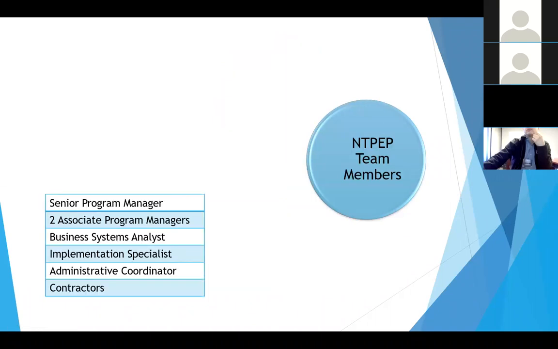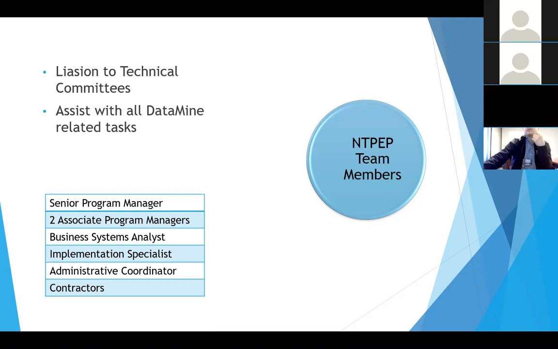Next, we've got the NTPEP team members who are full-time internal staff here within Washington, D.C. I'm the Senior Program Manager. I also am assisted with 2 Associate Program Managers, a Business System Analyst, Implementation Specialist, an Administrative Coordinator, and then several contractors that help carry out the tasks of this program. The 2 major tasks, in addition to a plethora of many other things that each of these individuals take on to help carry out the success of this program, are that they act as a liaison to several of the technical committees, and they also assist with all the data mine related tasks.